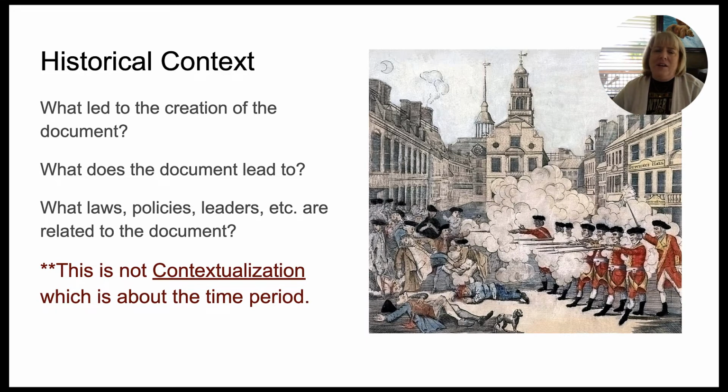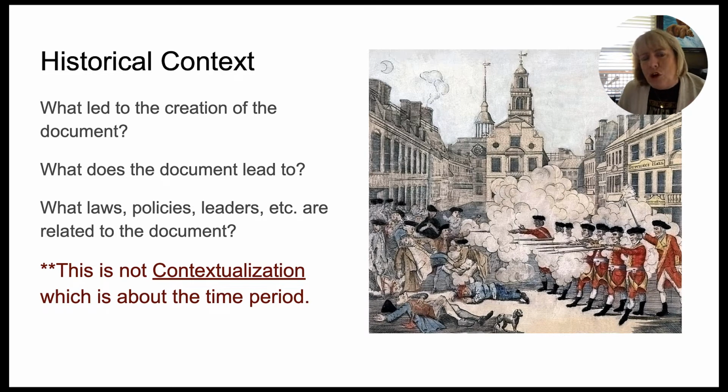Be careful, because historical context is not contextualization. Contextualization is about the time period you're talking about. Context is the reason why the document was created. For example, the Declaration of Independence. The context is that the colonies were declaring their independence. That's why they wrote that document. And so that's how you have to look at each document that you're going to source. Why was it created? What led to that document actually coming into existence?